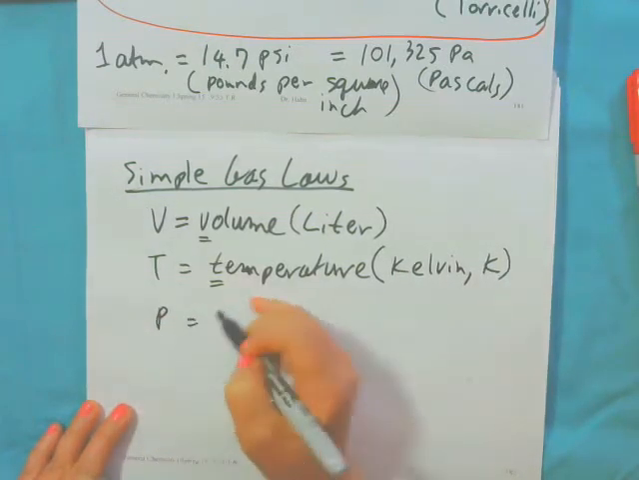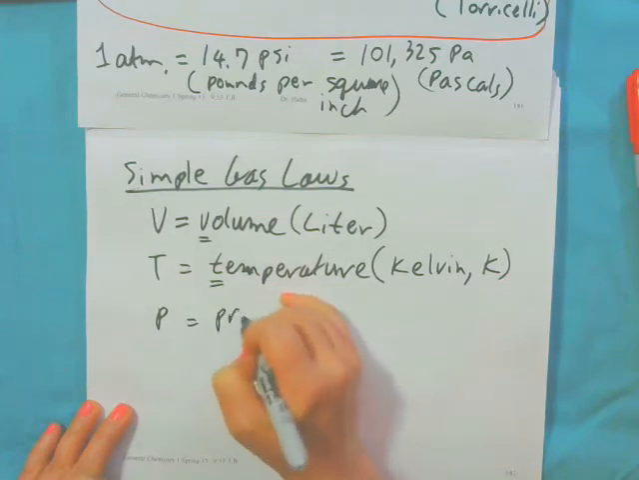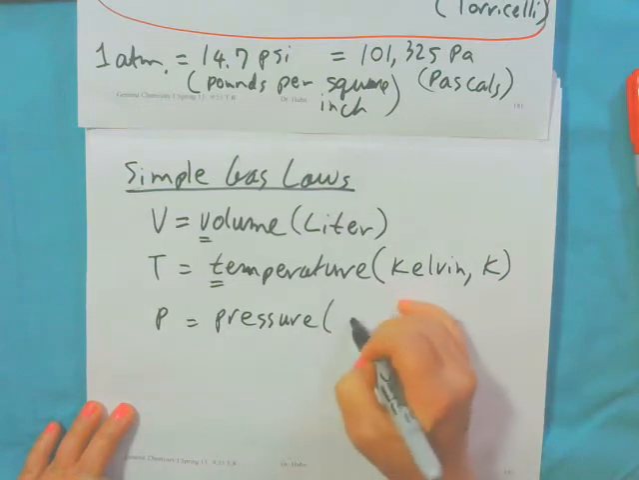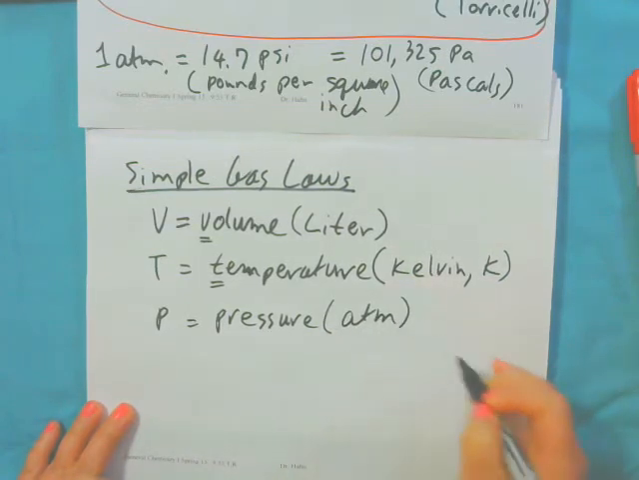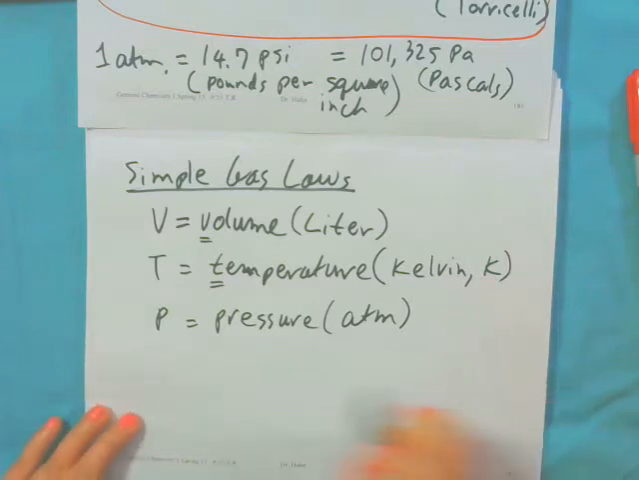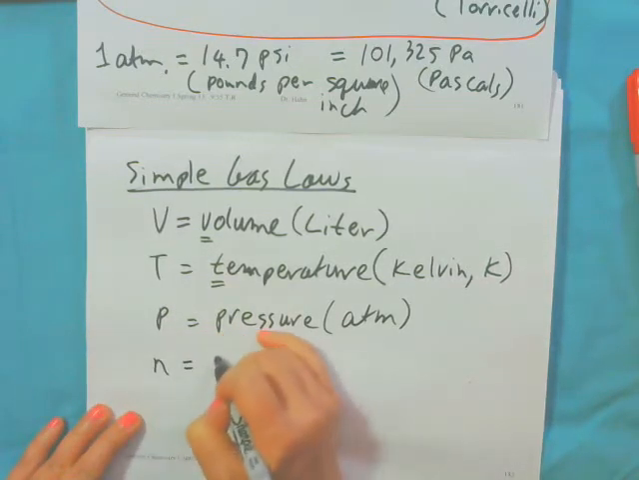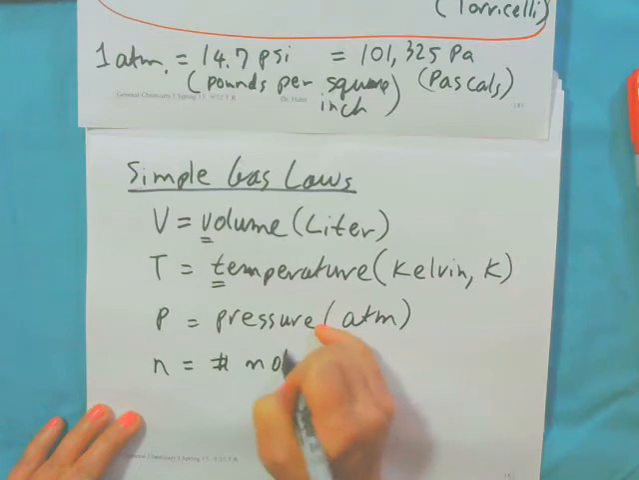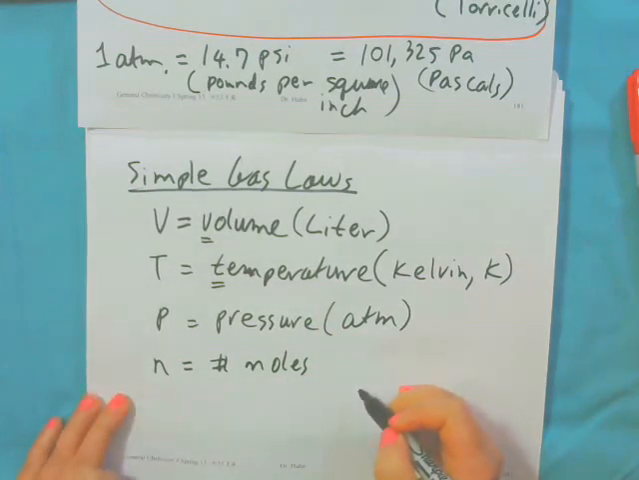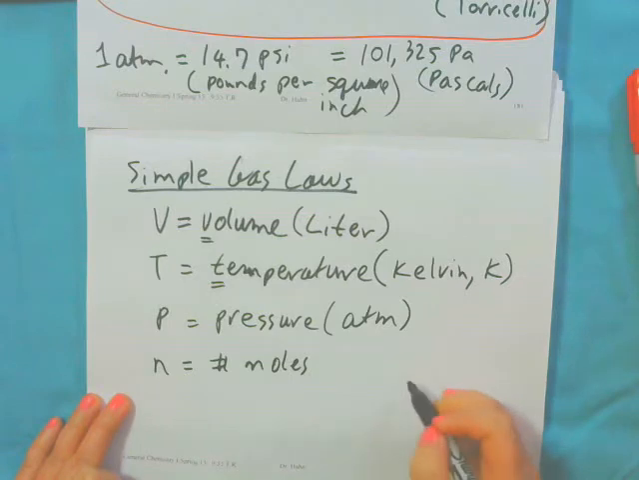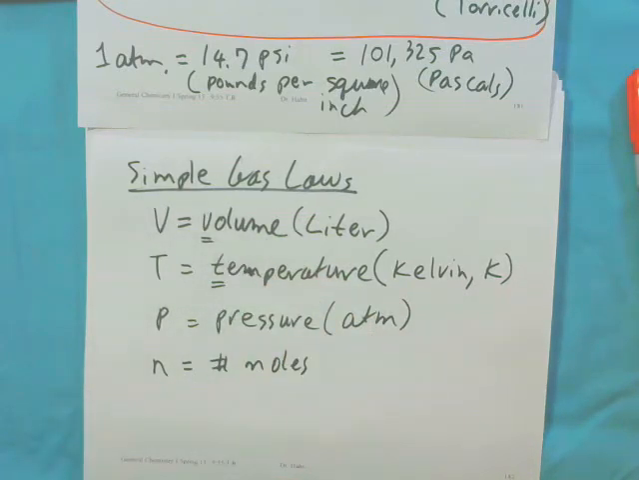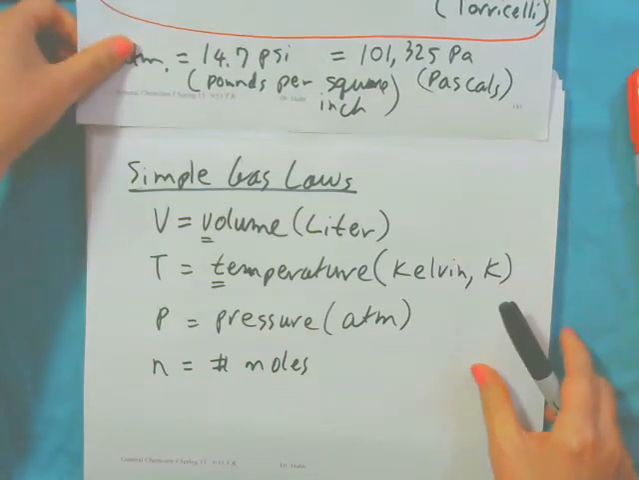And then we have pressure. So P for pressure. Pressure, for the purposes of the gas laws, is always given in atmospheres. And then we have N for number of moles. We've actually been using N for number of moles in other equations before we got to this chapter, so here it is back again. So we're going to relate these variables to each other in our simple gas laws.